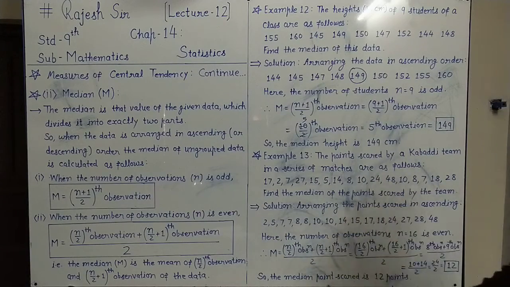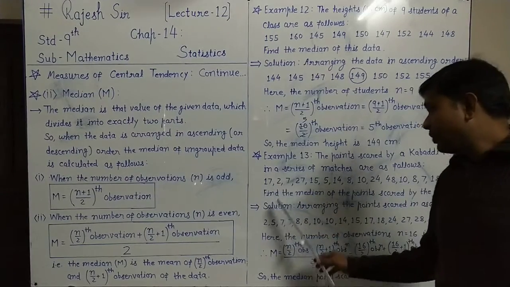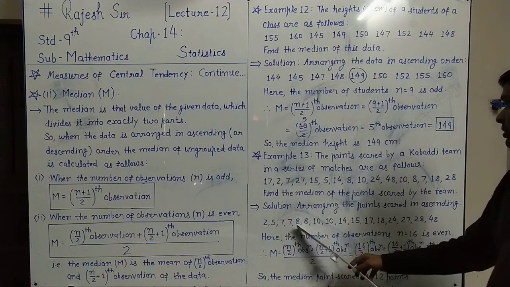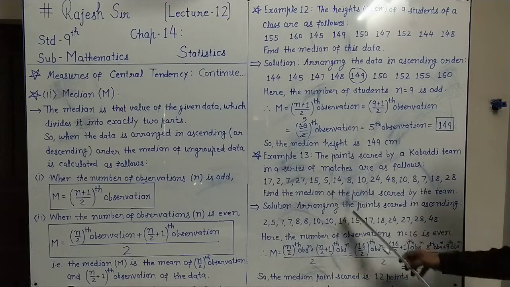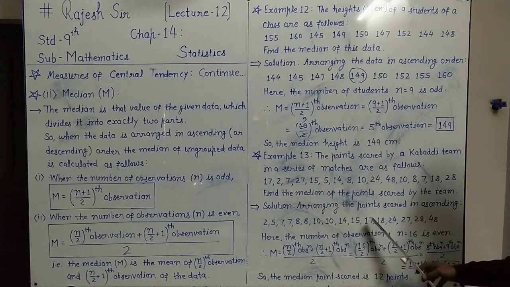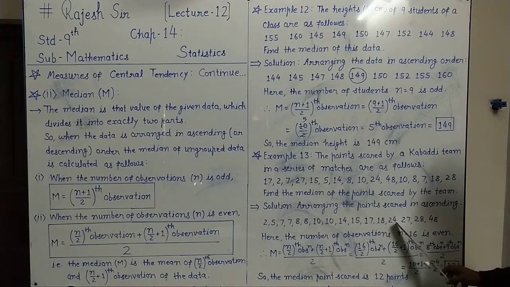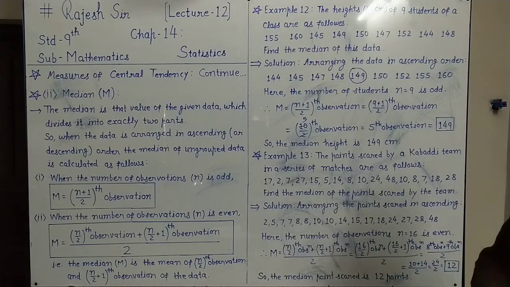So again we will start by arranging the points scored in ascending order only. In ascending order, the points are: 2 first, and then 5, and then 7, 7 two times, then 8, 8 two times, then 10, 10 two times, 14, then 15, then 17, 18, 24, 27, 28 and 48. This way all the points scored we have written again, but in ascending order, which is required.